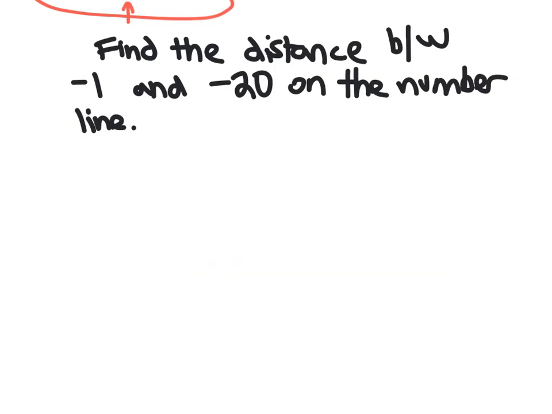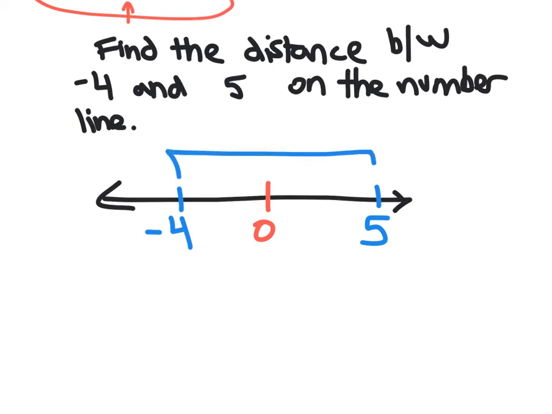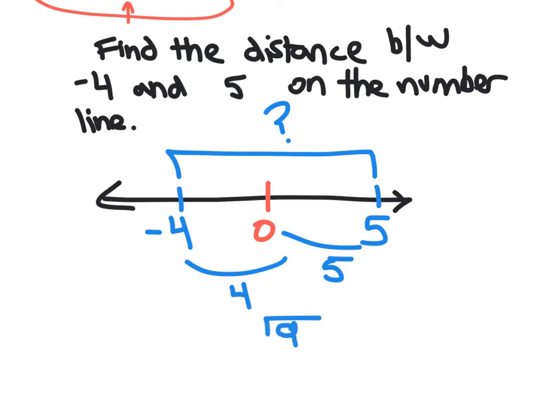Let's try one more. What is the distance between negative 4 and positive 5 on the number line? So again, I've got my number line, 0. Negative 4 is 4 spaces below 0. Positive 5 is 5 spaces above 0. So what is the distance between these two numbers? Well, 4 to 0 is 4 spaces. And 0 to 5 is 5 spaces. So my total amount of space is 4 plus 5, or 9. So the amount of distance between my integers on the number line is 9 units.